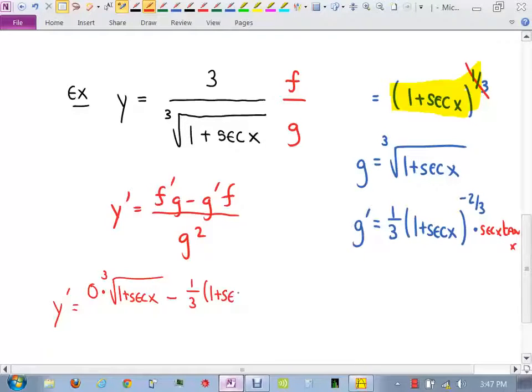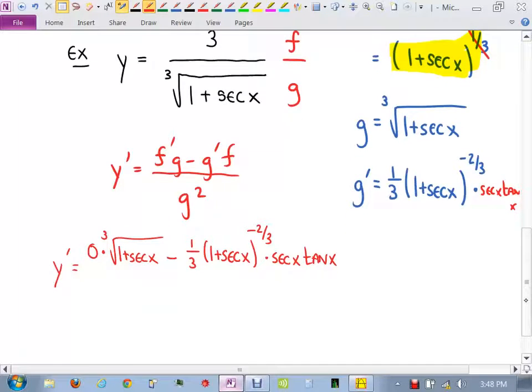Plus secant x to the negative 2/3 times secant x tangent x. What am I still missing? That's G prime right there.